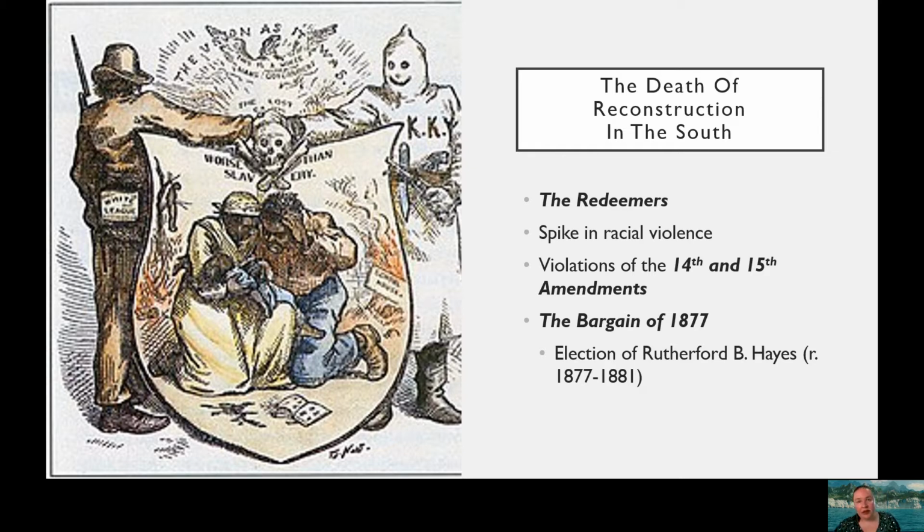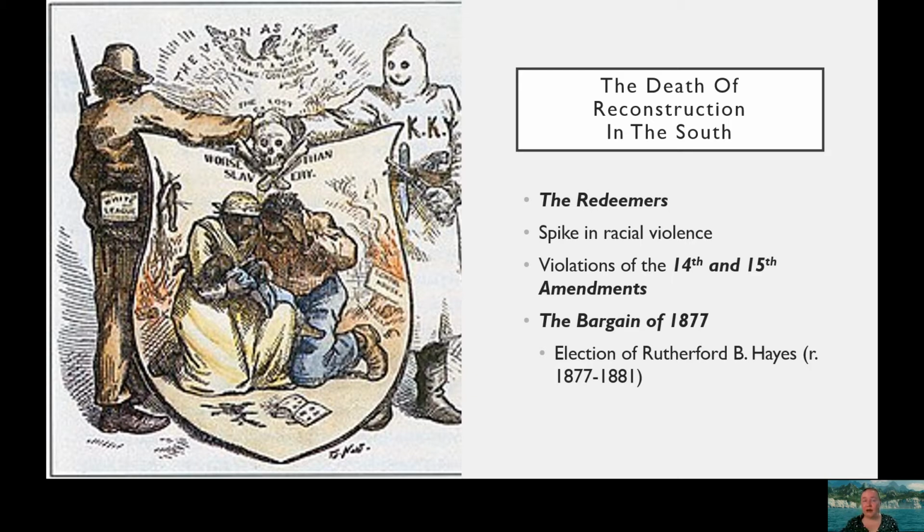And these Redeemers started to become elected to positions in Southern legislatures in the 1870s, running on the campaign promise that they would save the South from the evils of Reconstruction. They started, once they got elected, rolling back legislation that they disliked and also embracing violence to terrorize African Americans who tried to exercise their right to vote. So we see another wave of violence sanctioned by these Redeemer politicians throughout the South.